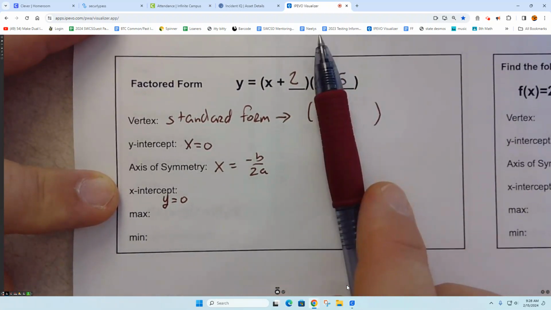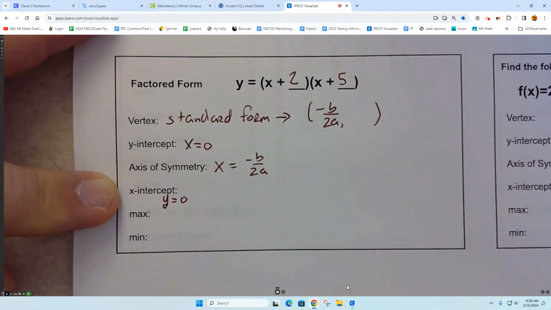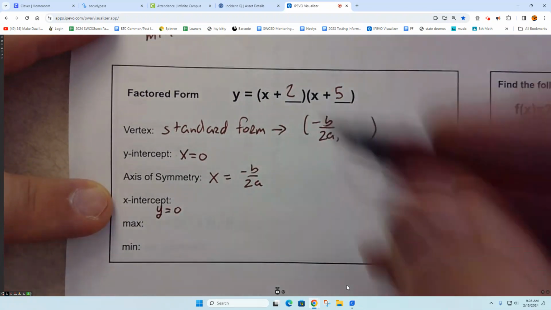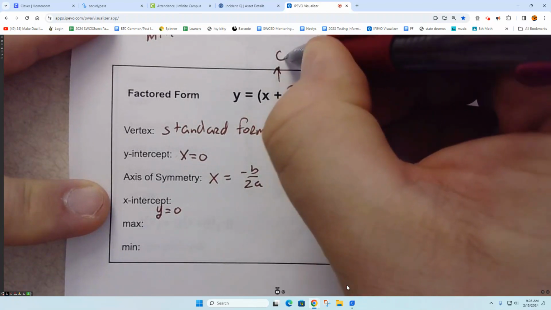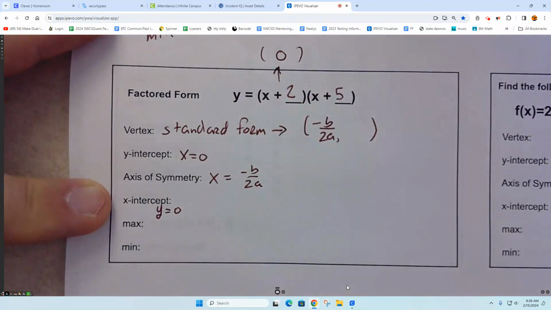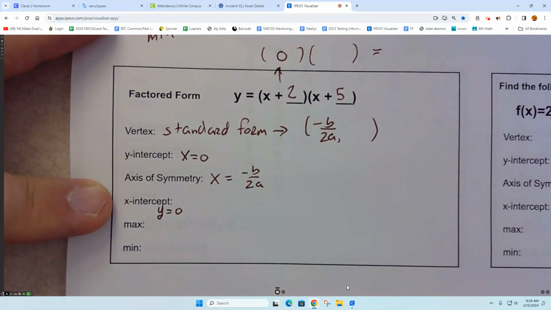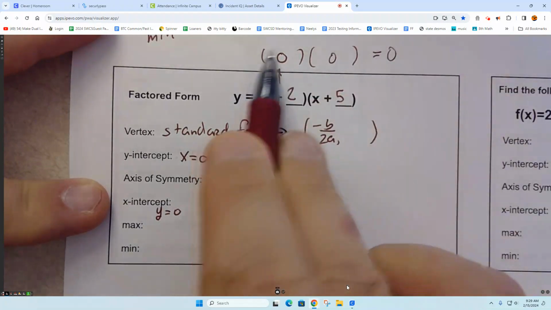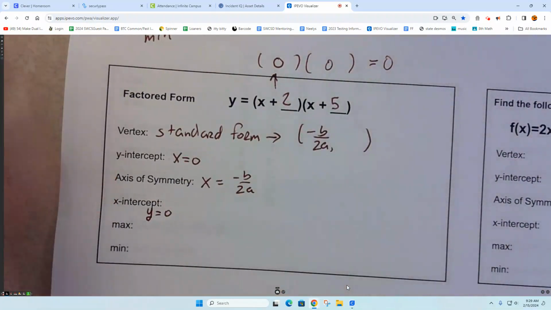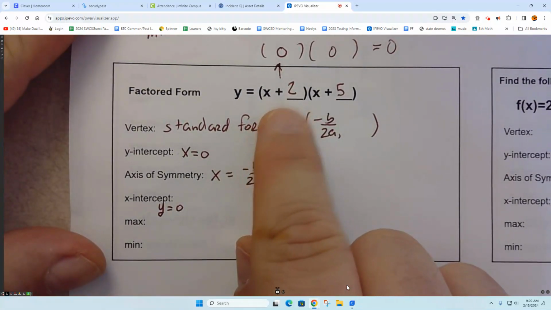Okay. So what would happen if I made this parenthesis equal to 0? Okay. So what I mean by that is, if I make this parenthesis 0, then what would be true about this whole thing? 0. It equals 0. And if I could make this one equal to 0, then we wouldn't care about that one. As long as I can make one of them 0. What value of x is going to make this equal to 0?